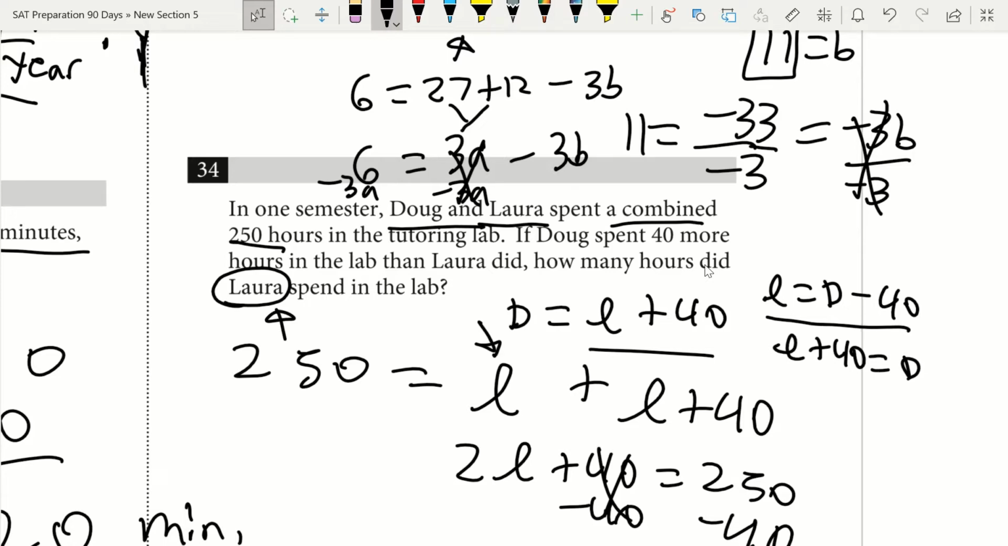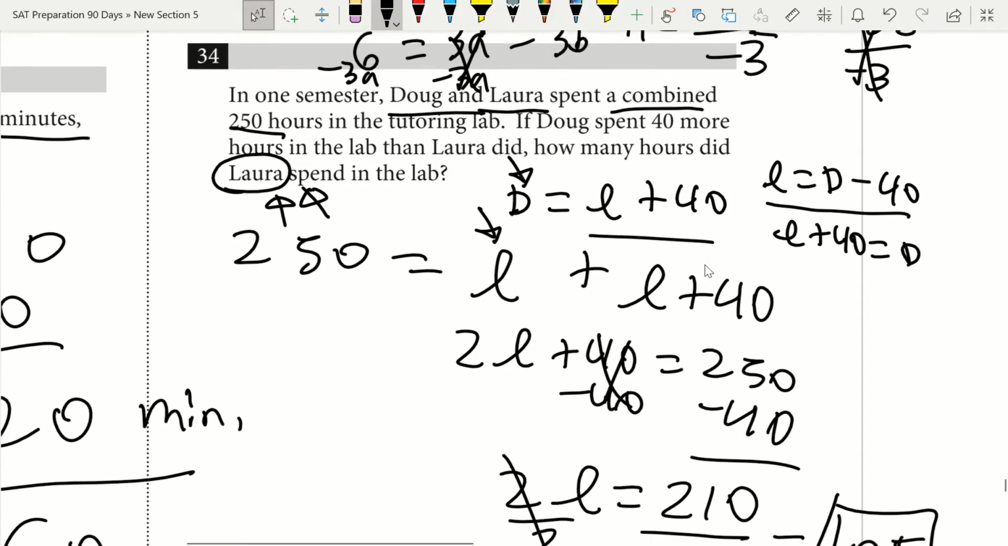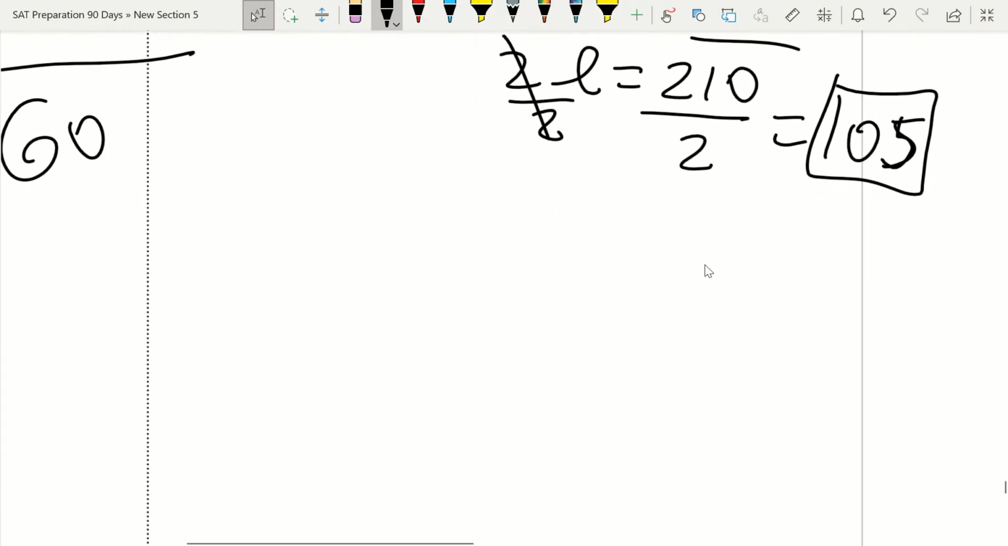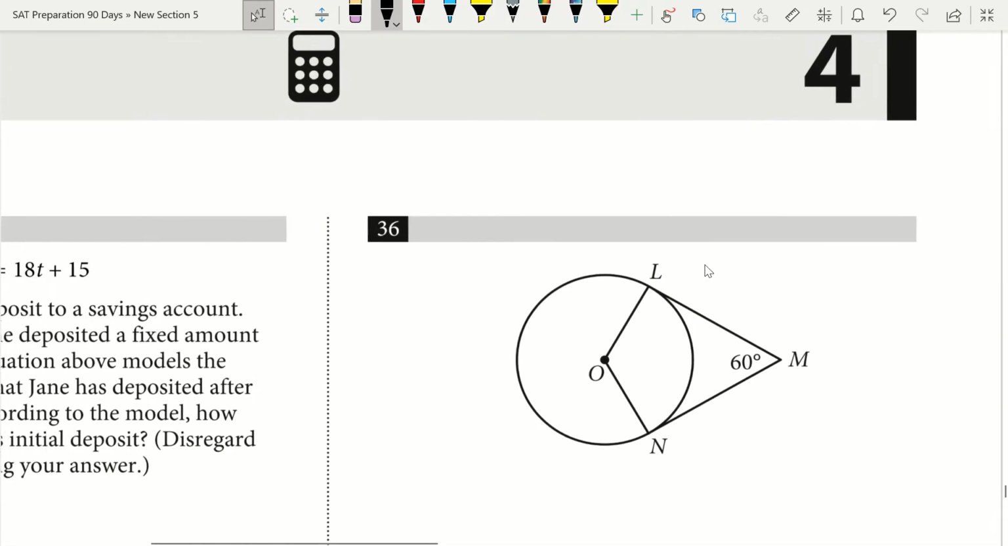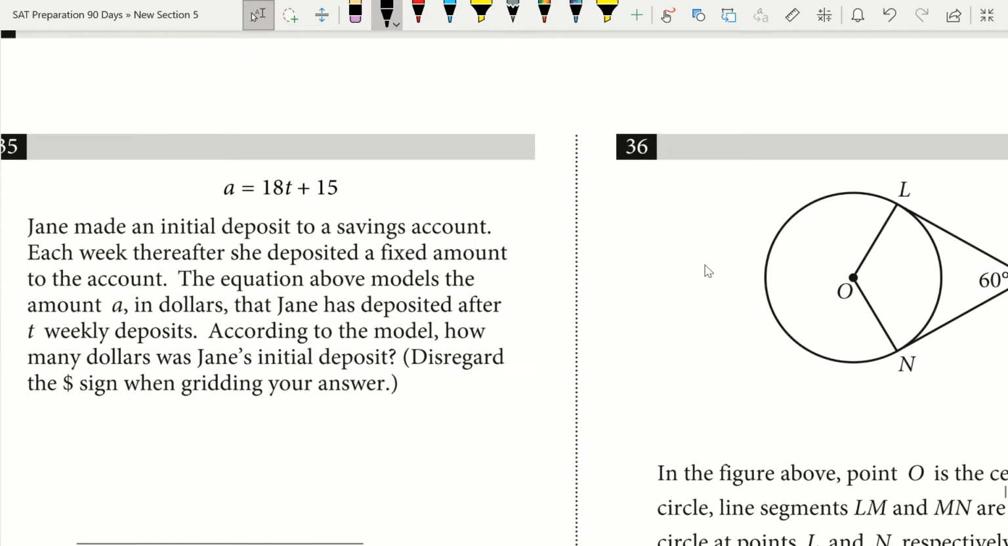Because you don't get points for solving for Doug, you get points for solving for Laura. So that's a point that is for the no calculator, for the calculator, for the multiple choice, for the free response. That's just a general point for the SAT math section. Make sure you do that.